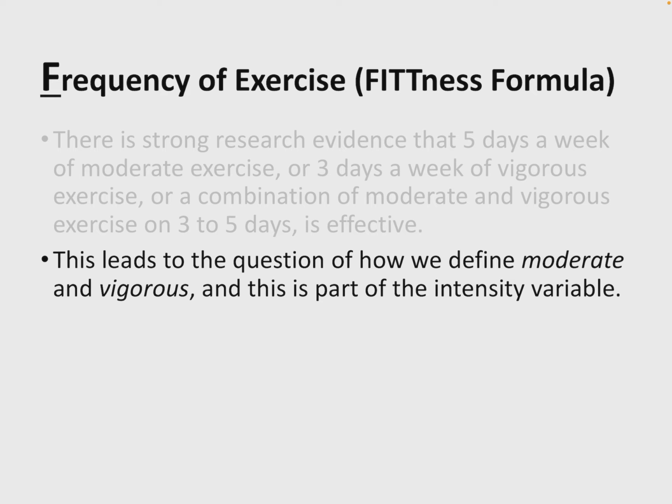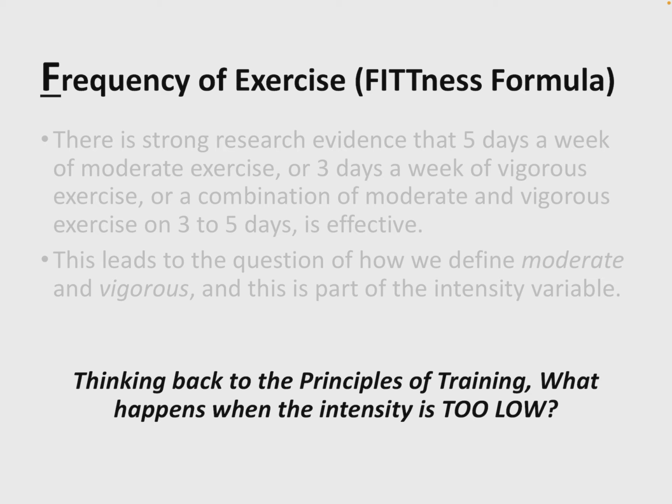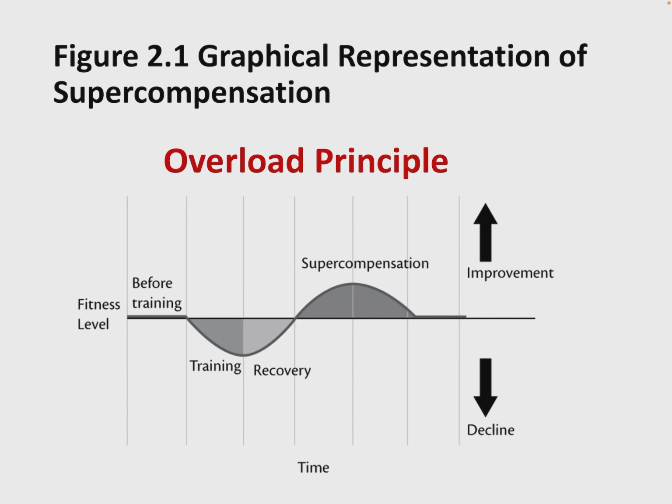So if we go back to our principles of training, what happens if the intensity of the training is too low? And the answer is that it violates the overload principle, and therefore the body does not adapt. So we won't see supercompensation happening, and therefore fitness will not increase. So if we look back to our graph showing the overload principle from last lecture, we train, so we decrease the capacity of the body, and then with a period of rest, we recover, and the body increases its capacity, and that's where supercompensation occurs.